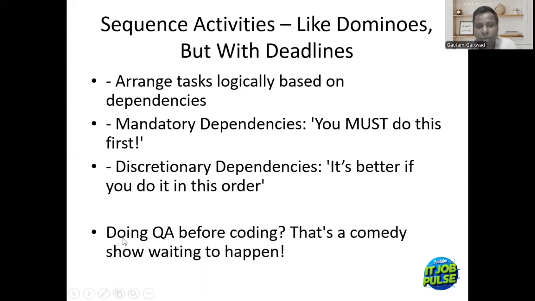So now if we understand the sequence very well, the software development life cycle, then you cannot do testing before coding. Can you? No. You can definitely write test plans, but can you do QA work before coding? Can you test any function? Because unless and until you code something, what will you test? That is why the right order, the sequence, is required. That's a comedy show waiting to happen.